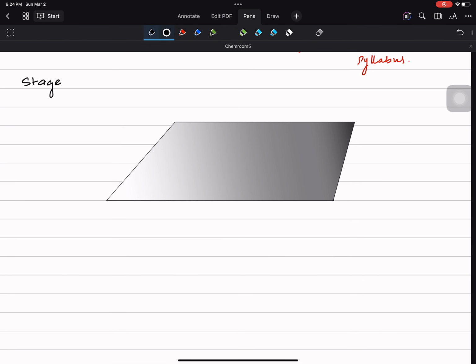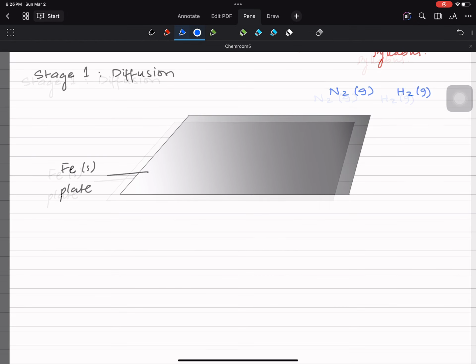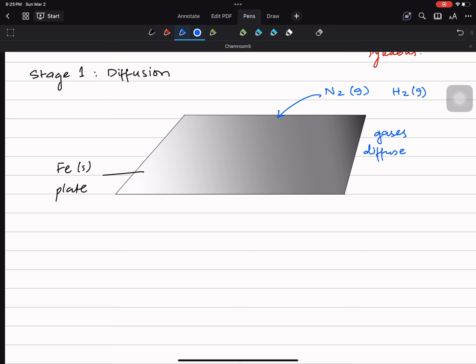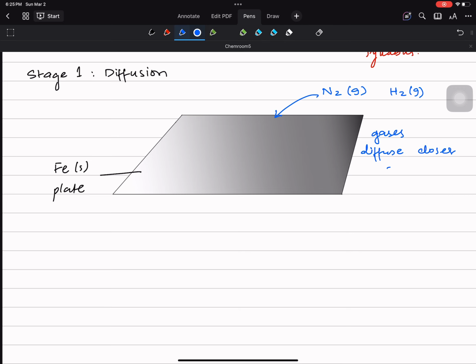So let's dig deeper into the adsorption concept. Stage 1 that happens is called diffusion. How it happens is very obvious. For example, I'm using iron as a catalyst for the Haber process, so I have got a plate of iron. This is not how it's actually arranged in the Haber process, but hydrogen and nitrogen gases will diffuse closer to the catalyst plate, which is a solid surface. This is basic diffusion. So gases diffuse towards the catalyst. Nothing big about it.